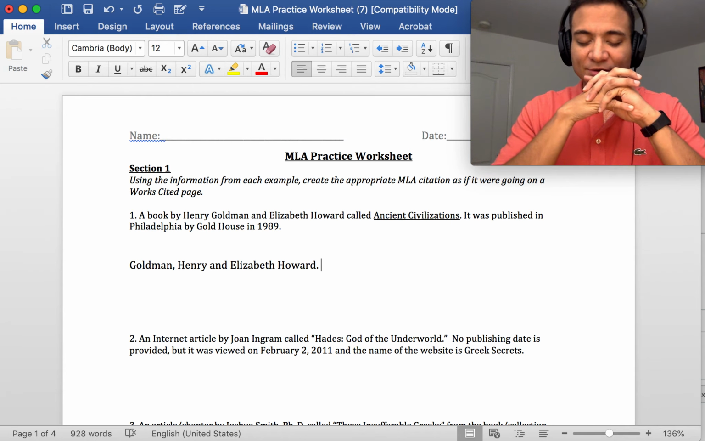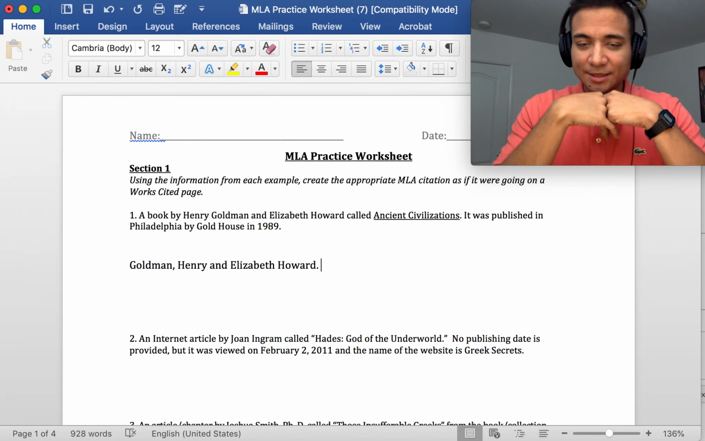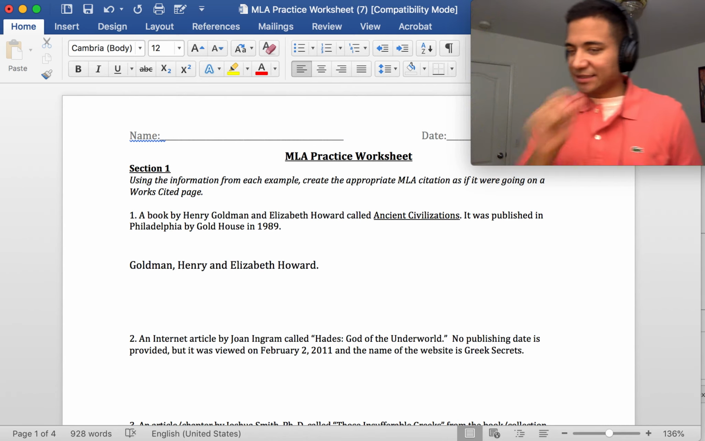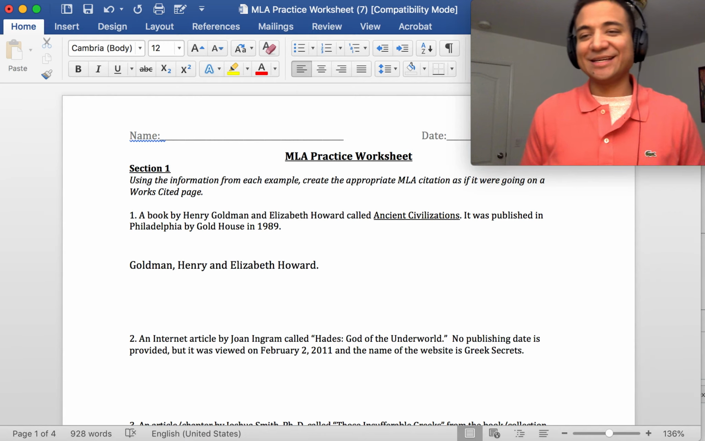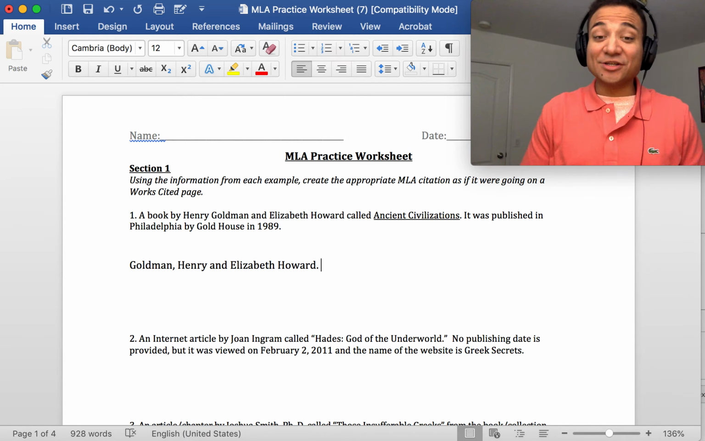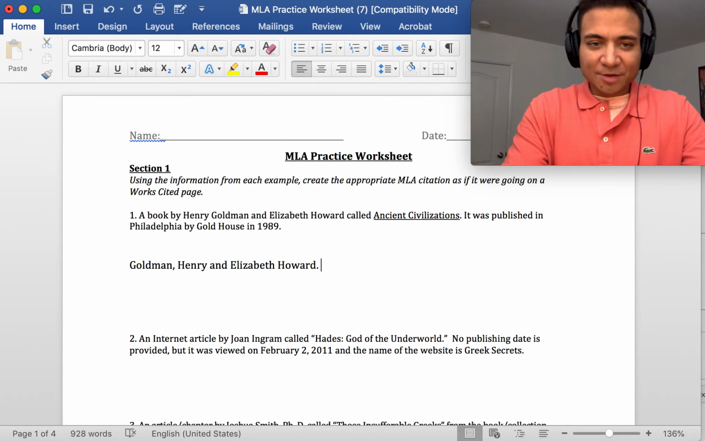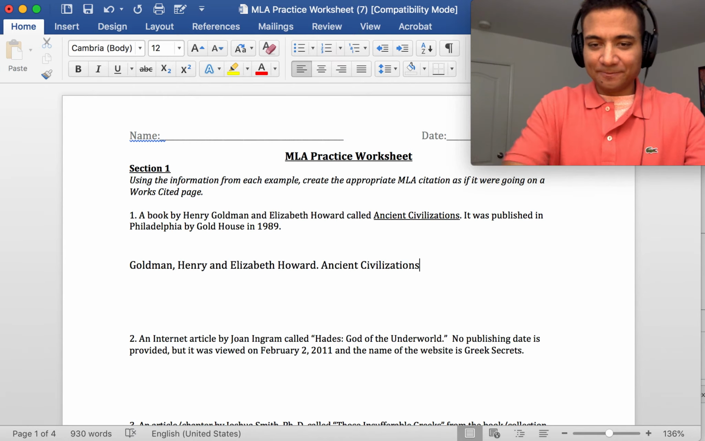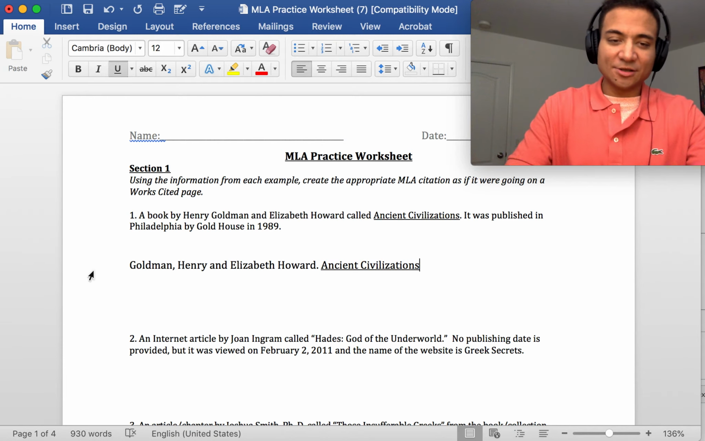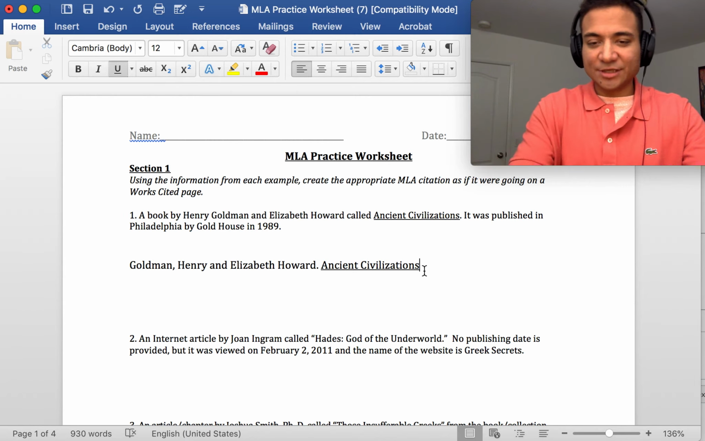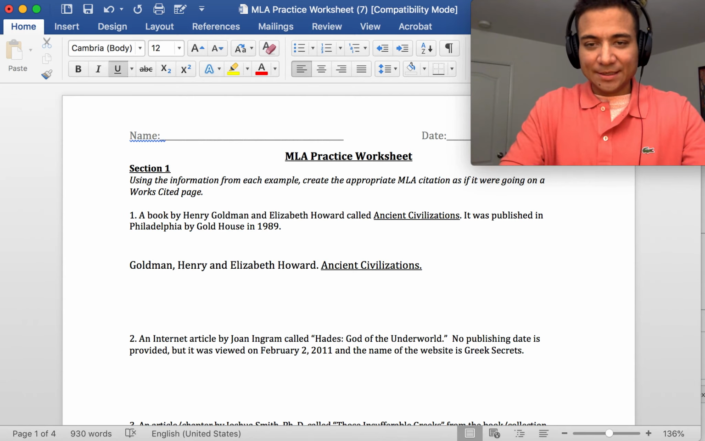Please, if you're gonna write it out in pen, please don't use italics. Instead, underline so I can know when you are being intentional about indicating that is indeed a container. Okay, so a book by Henry Goldman and Elizabeth Howard called Ancient Civilizations. Okay, it's a book, therefore we have to underline it. Remember, so this is the author, period. Source title, period, right? What else are we told?